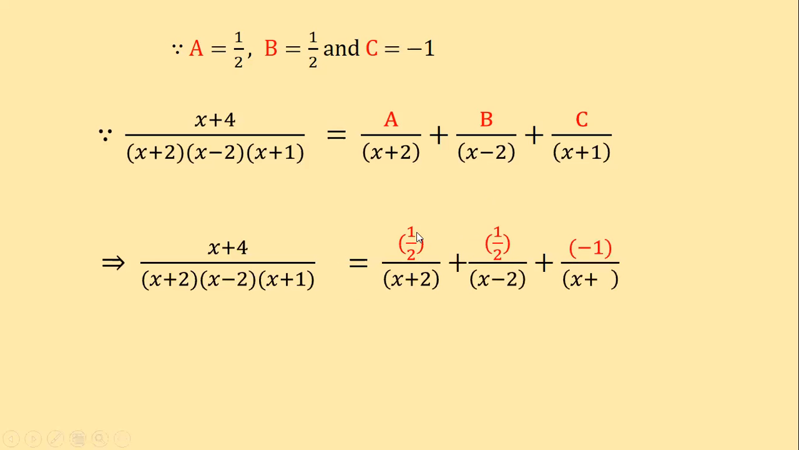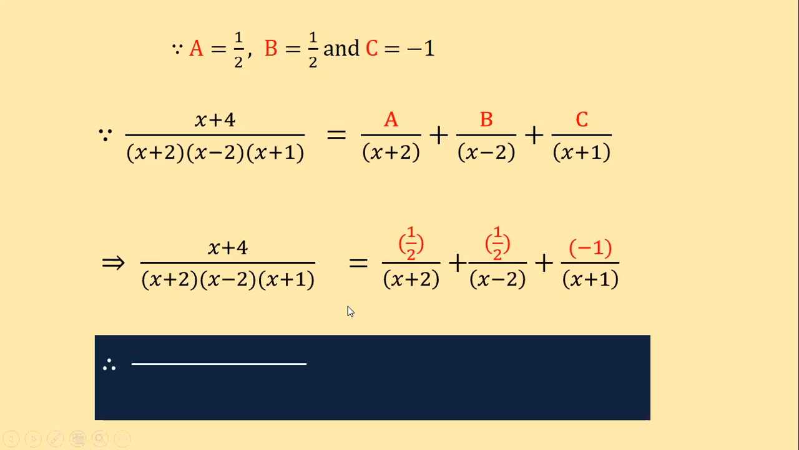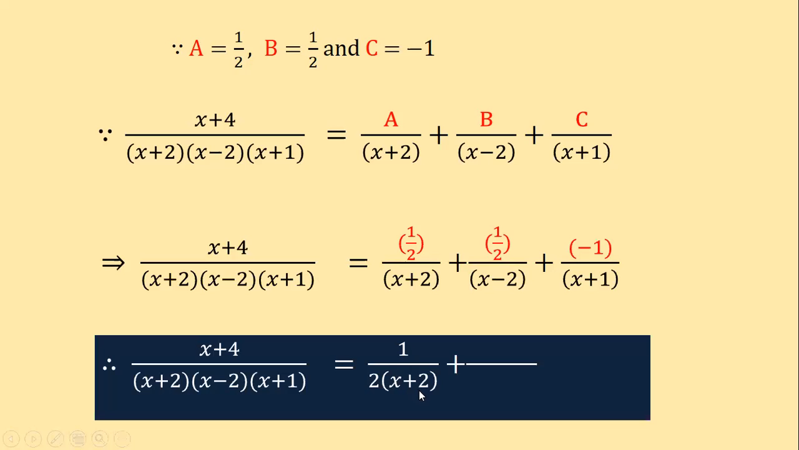So sending these constants, because here in the numerator we have a fraction, I'm sending this 2 downwards. So what is our final answer? (x plus 4) by (x plus 2) into (x minus 2) into (x plus 1) is equal to 1 by 2 into (x plus 2). When this 2 comes down, it becomes a multiple now. Yes, 1 by 2 into (x plus 2) plus 1 by 2 into (x minus 2) plus minus 1 by (x plus 1).